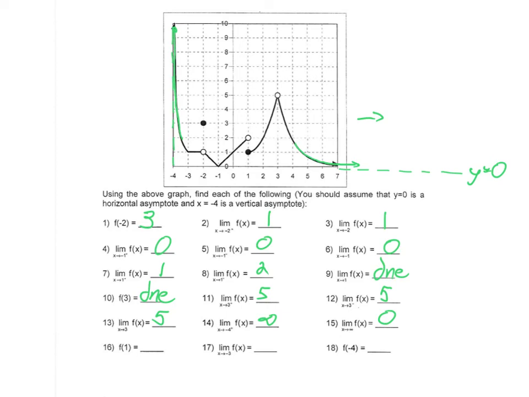Number 16 says, what is f of 1? Again, not a limit question, a value question. It's saying, what is the value of the function at 1? We're looking for the closed circle. The closed circle is there. So what is the value at 1? Well, it's a y value of 1. Let me erase some of what we've done.